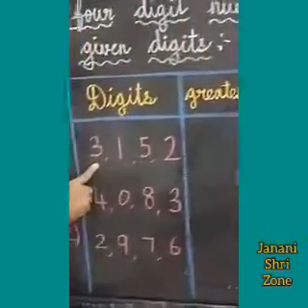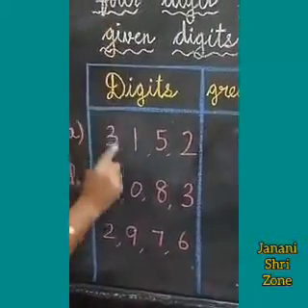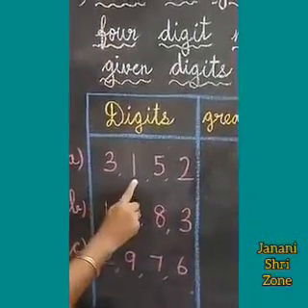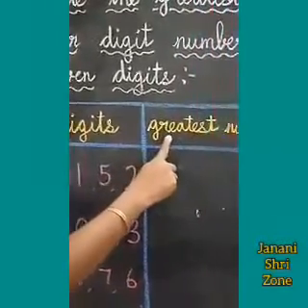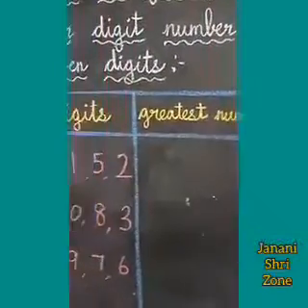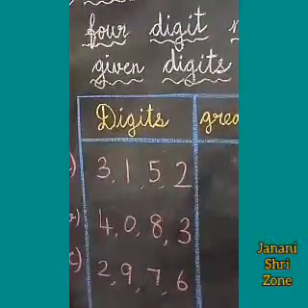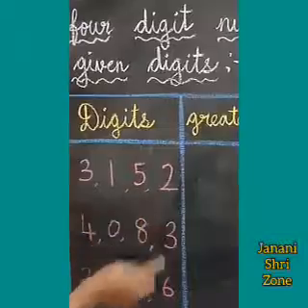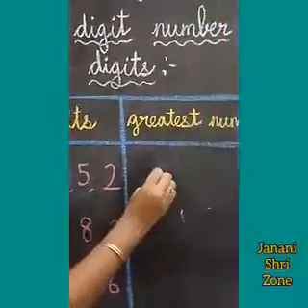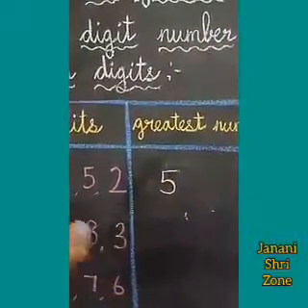So what are the digits given, children? Four digits. I told you, I am giving you four digits. 3, 1, 5, 2. There are four digits. To write the greatest number, you should arrange it from big to small. Yes, among these four digits, which is the big digit, children? 5. Next, 3.